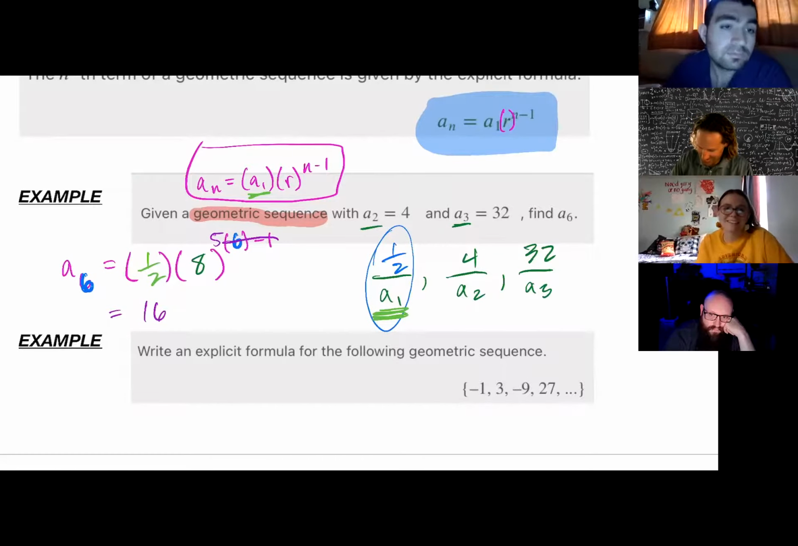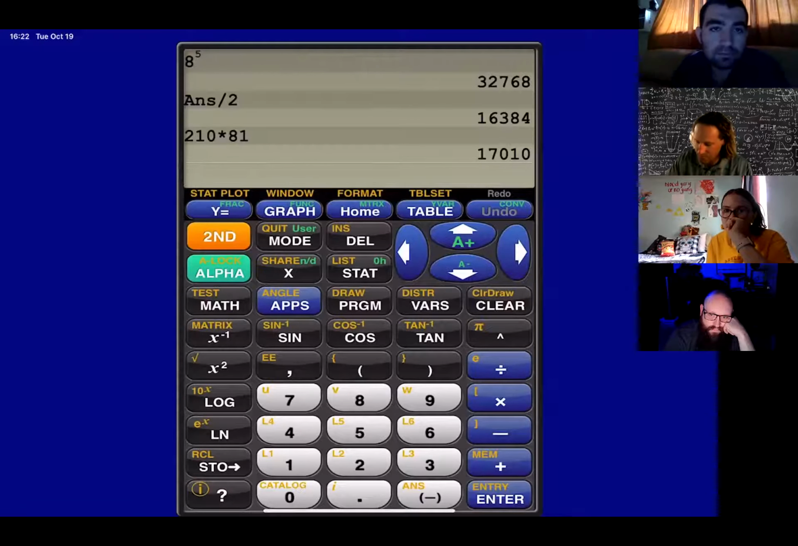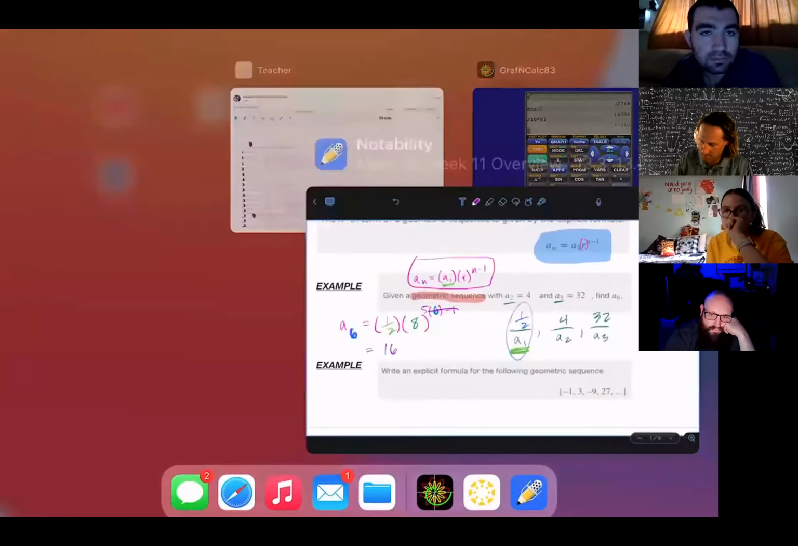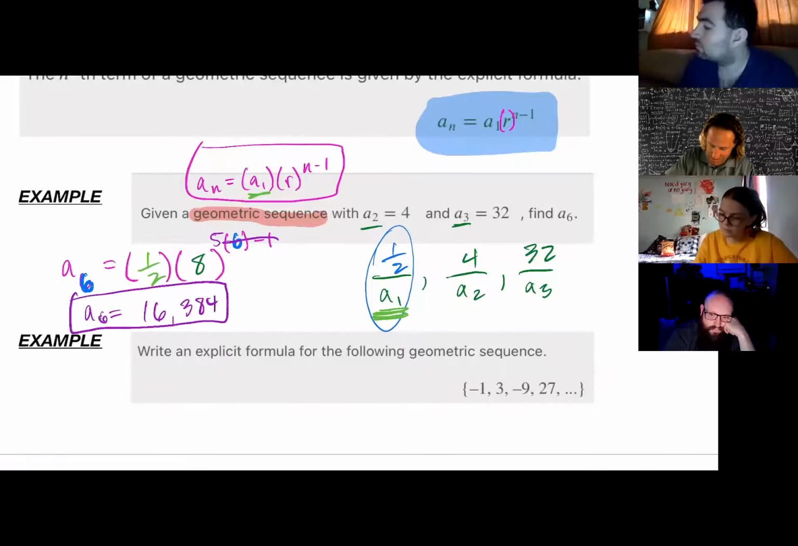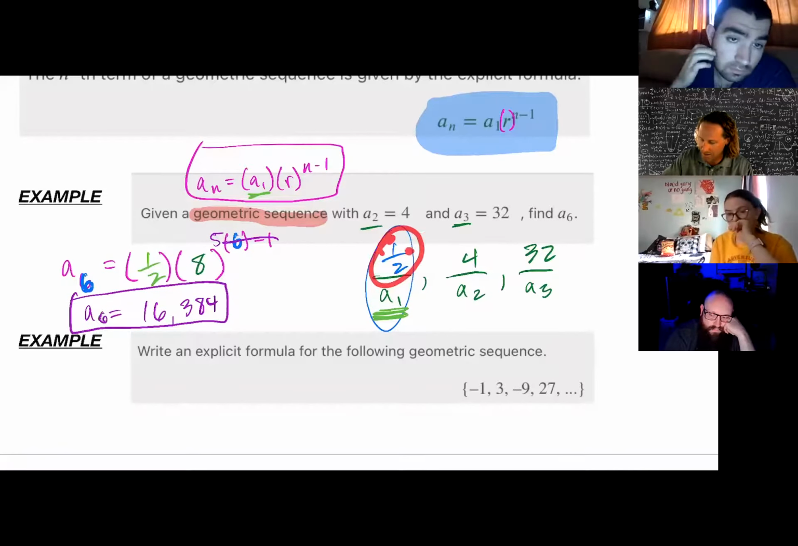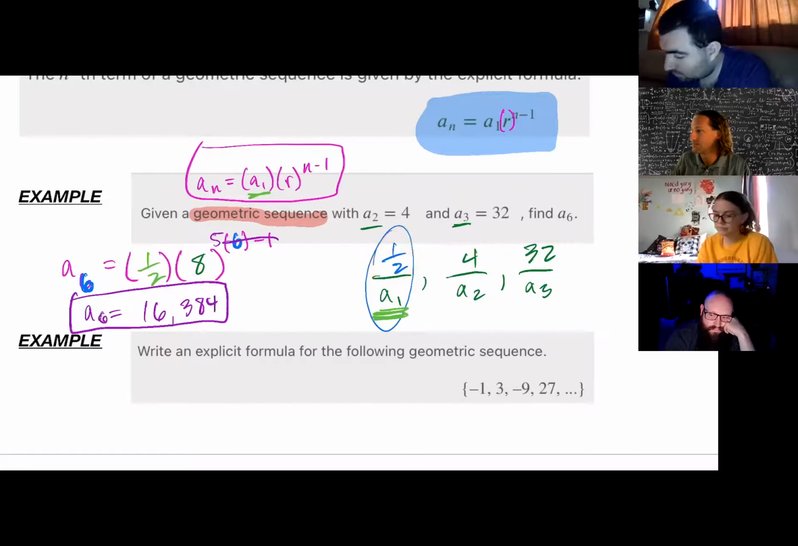8 to the 5th, you can see up there, is 32,768. Divide it by 2 or take half of it, you get that 16,384. Big number for only the 6th term in this thing that started at 1/2, went to 4, went to 32. Again, see how large these grow and how quick. You've got to be able to use the formulas in this. Doing this by hand or manually, like Alan said, it's going to get messy.